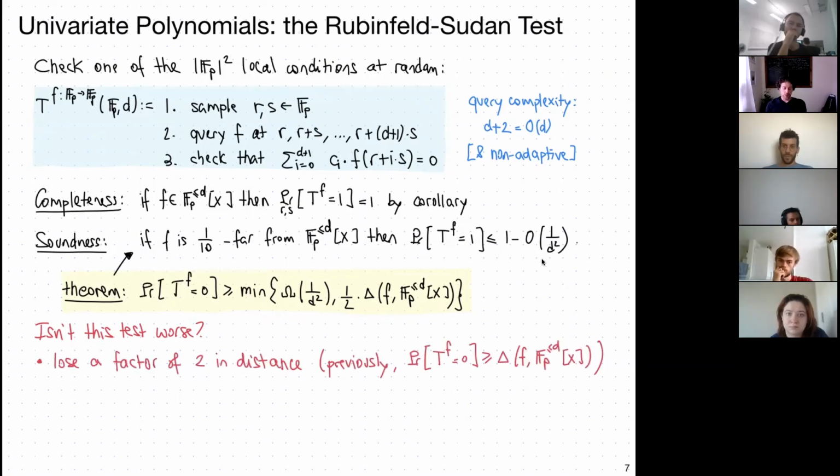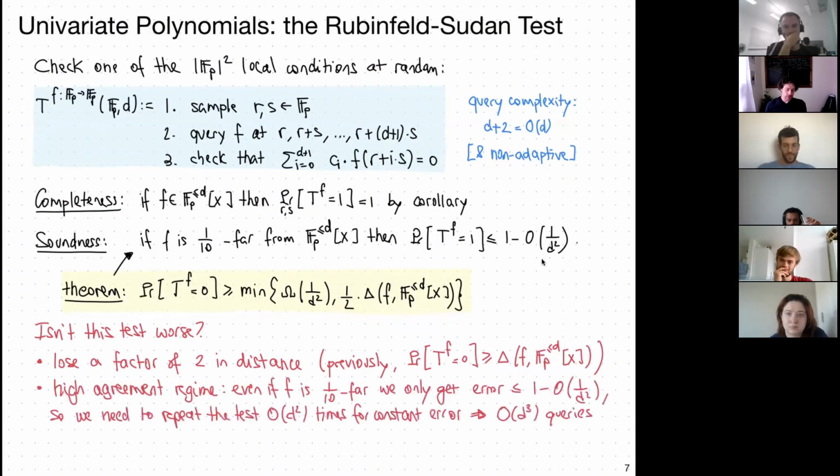First of all, to begin with, we're losing a factor of 2 in the distance. The previous test had just this term, and here we also have a factor of a half that we're losing. That's a bummer. And also, this is kind of in a high agreement regime.